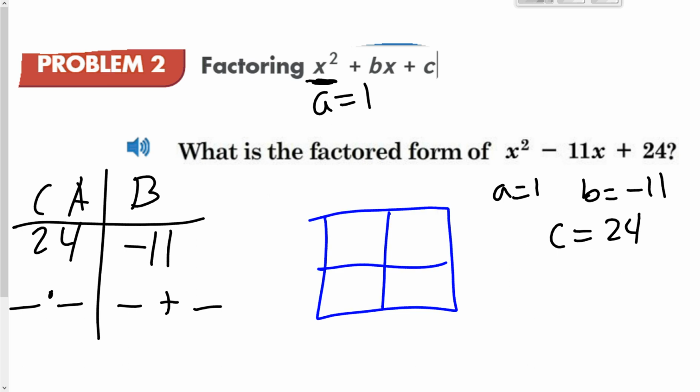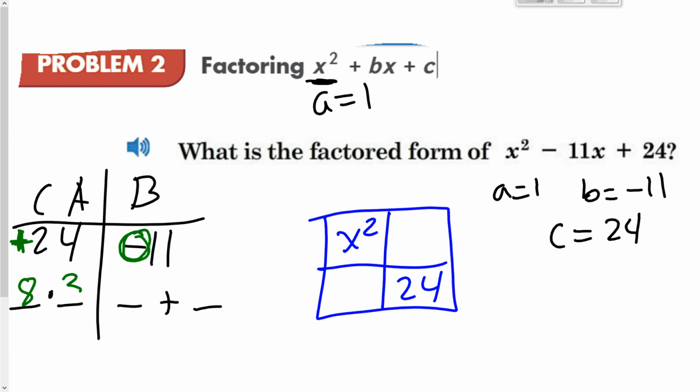I can explain how to do it, but sometimes you still might struggle with it. You just got to do more and more practice. What I like to do is I don't focus on this negative as much. I just focus on that 11, right? So what times what is 24 but adds to 11? So whenever I have a positive ac, then I don't care about this negative to begin with. Okay, so as long as this is positive over here, I don't really care about that negative as much.